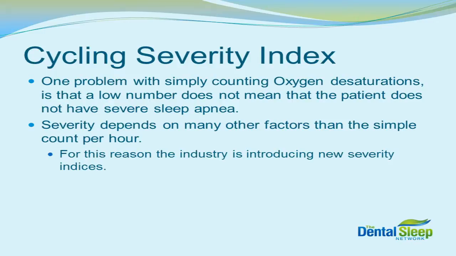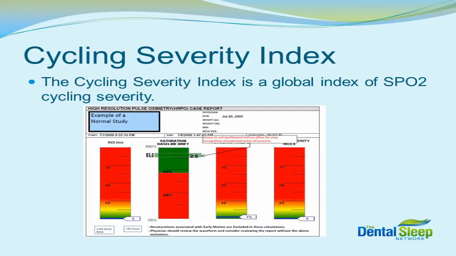As we've seen, we can count the number of desaturations a patient has and average them over the night. But one of the problems with counting desaturations is that a low number does not mean that the patient does not have severe sleep apnea. Severity depends on many other factors other than the simple count per hour. For this reason, new severity indices are being created. On the report, the cycling severity index is shown on the far right.